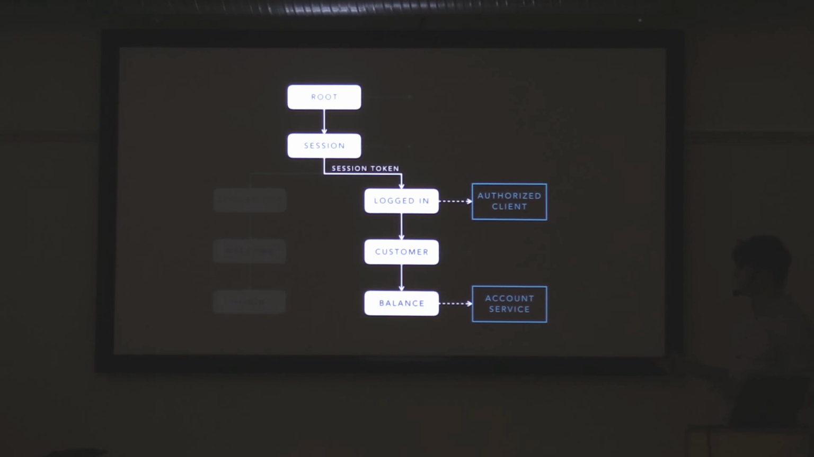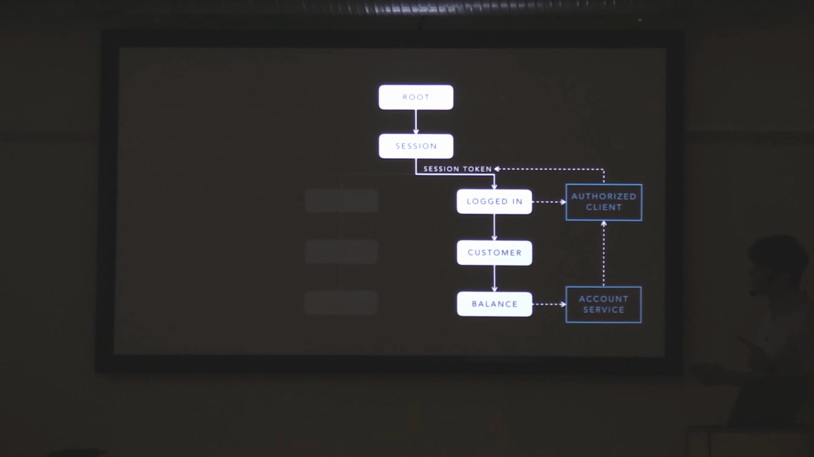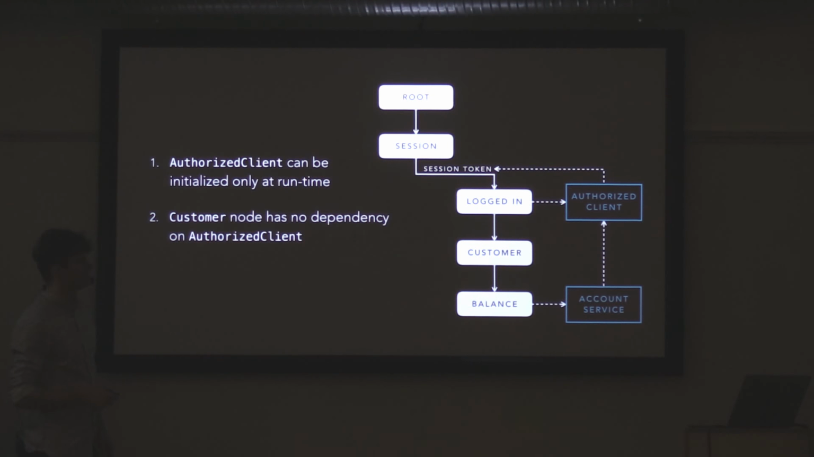There is something important about this too. Account service depends on authorized client, because account service needs to fetch data using authorized client. Well, it's not actually immediately obvious how to resolve the account service. And we can make two observations here. Why is it difficult? Because authorized client is available only at runtime. We cannot pre-initialize it. And the customer doesn't use it. It doesn't need authorized client because customer is already loaded.